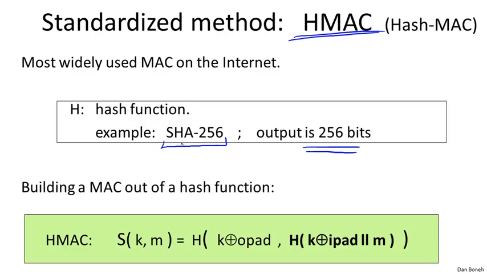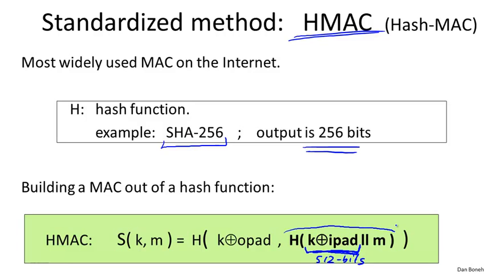So let me show you the construction. Here's the construction in symbols, and it works as follows. First, we take our key k, and we concatenate what's called an internal pad to it, an I-pad. This makes it into one block of the Merkle-Damgard construction. So for example, this would be 512 bits in the case of SHA-256. We prepend this to the message m, and then we hash. Now this by itself, we just said, is completely insecure.